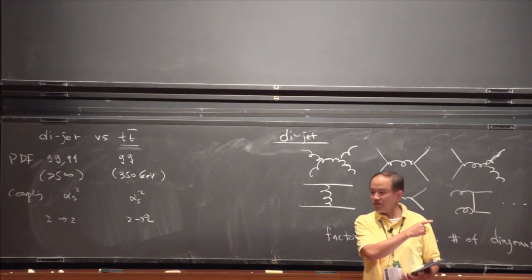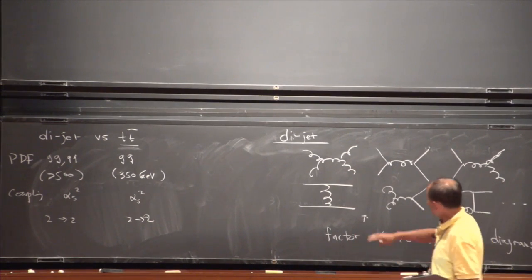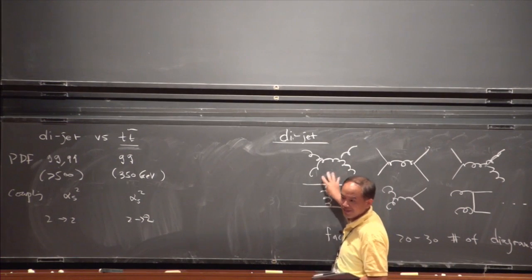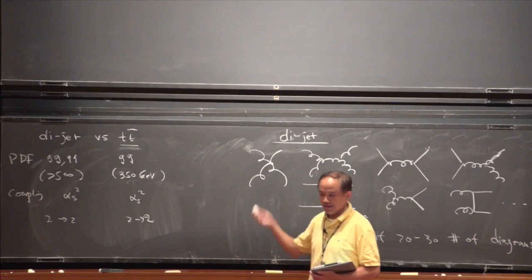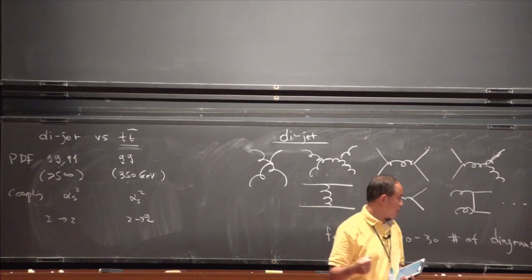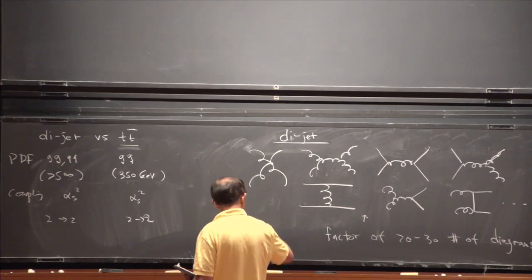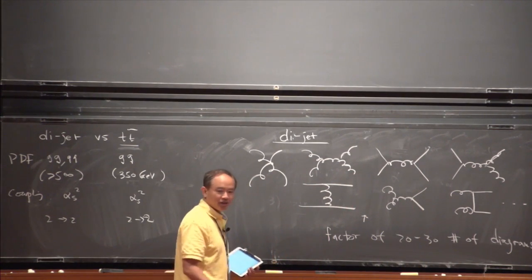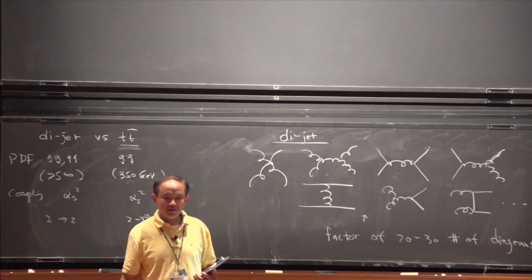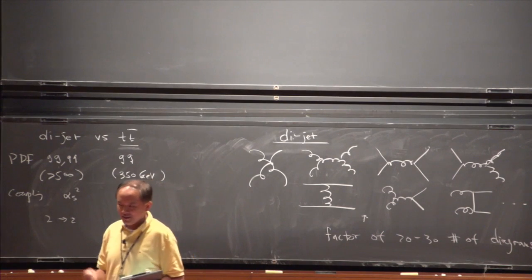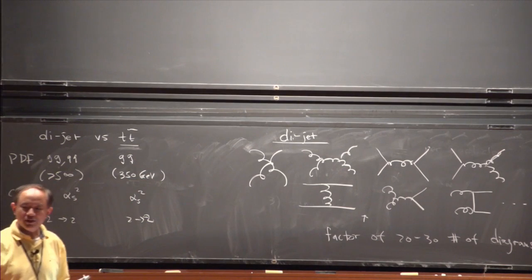There you always have to have a TT bar. But here this has just pure glue diagrams, which have a much bigger color factor than a diagram that would involve quarks. So as a combination of all these factors, you get a factor of 100. I'll say this one is not so straightforward to see, but it's reasonable once you start to draw diagrams, you see that it's very different.